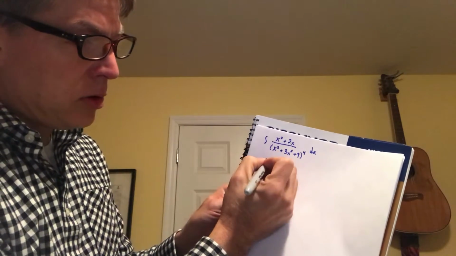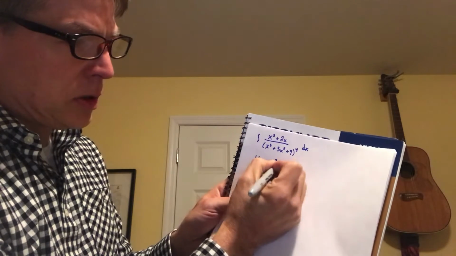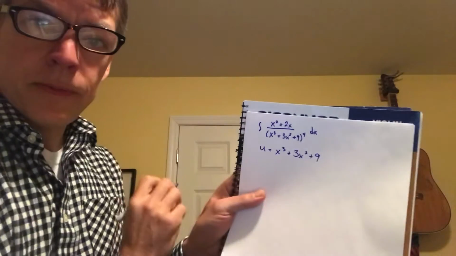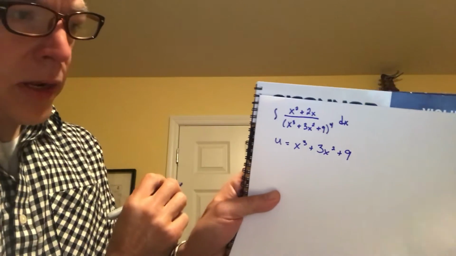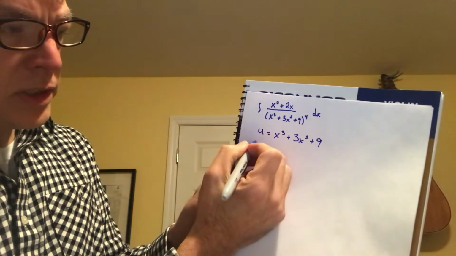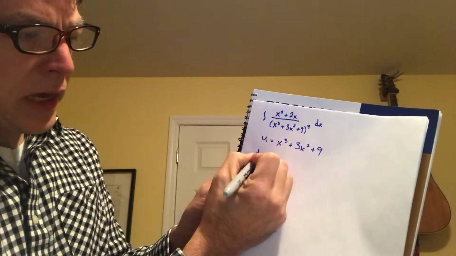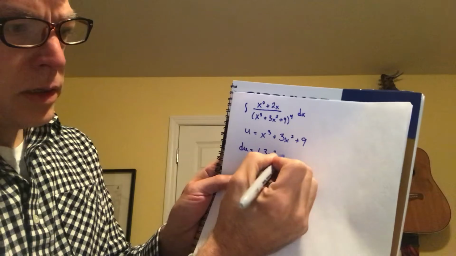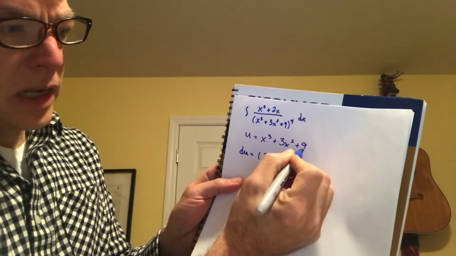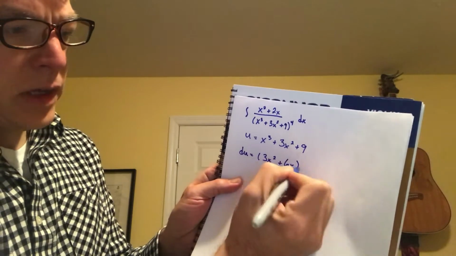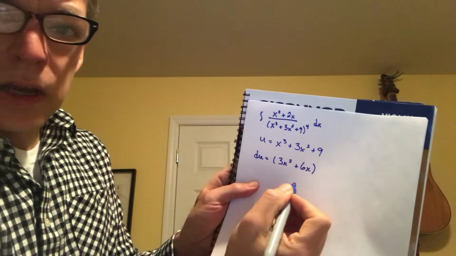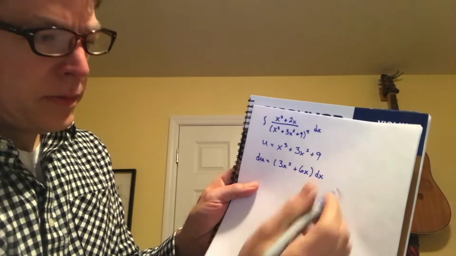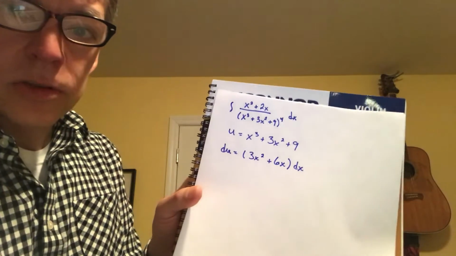I'm going to say u equals x cubed plus 3x squared plus 9. Got that? Then I'm going to take the derivative and solve for du. When I do that, I get 3x squared plus 6x. The 9 disappears when I take the derivative. Now I'm doing two steps in one. I'm going to multiply by dx here. So I solve for du.